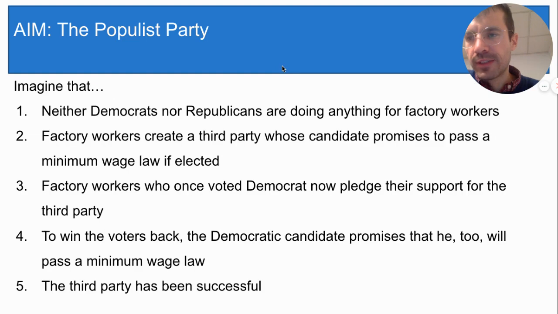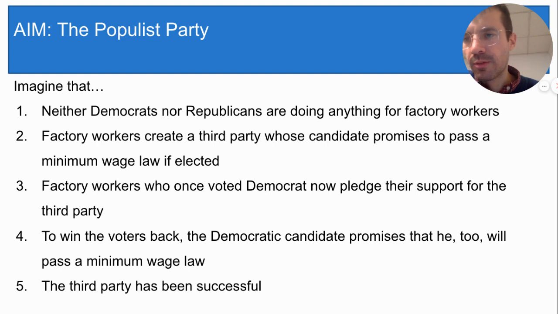Let's imagine that it's a presidential election year and the Democratic candidate and the Republican candidate are competing in a tight race. Each candidate is trying to get as many voters as possible so that they win. But neither candidate is doing anything to help a certain group, like factory workers. Parties are just ignoring them. So a factory worker forms a third party and promises that, if elected, he will pass a minimum wage law. And this promise is something that a lot of factory workers like. So millions of them decide that they're going to vote for this third party candidate instead of the Democratic or Republican candidate.